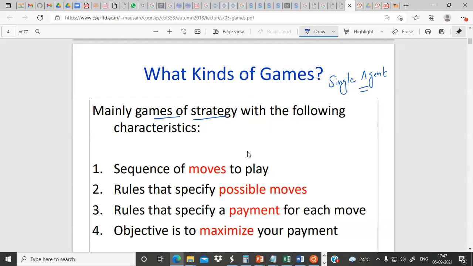Otherwise, if there is more than one agent, say agent one and agent two, and they are opposing each other, either agent one will win or agent two will win. In that case, it becomes strategic, because agent one always tries to improve his score, whereas agent two always tries to reduce the score of agent one.